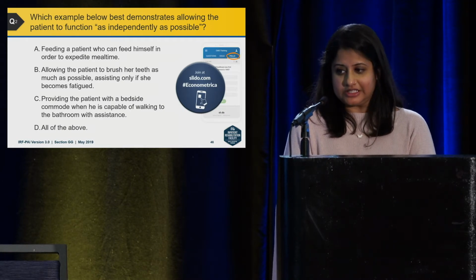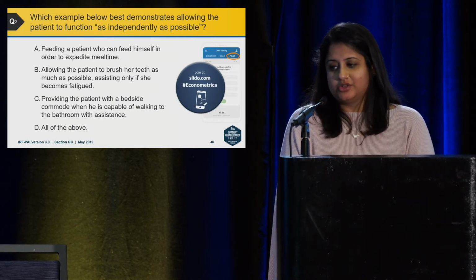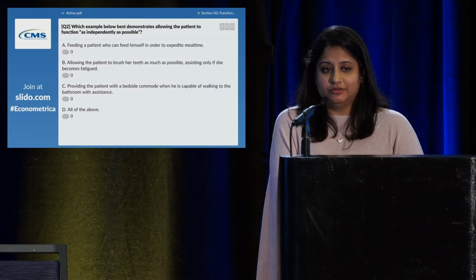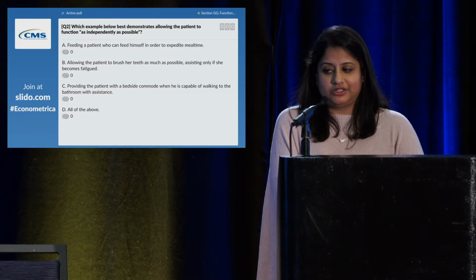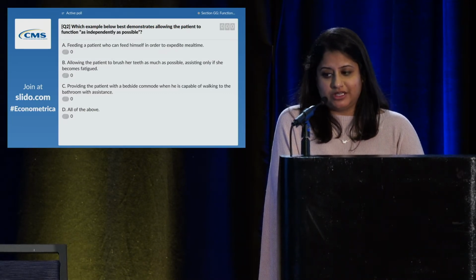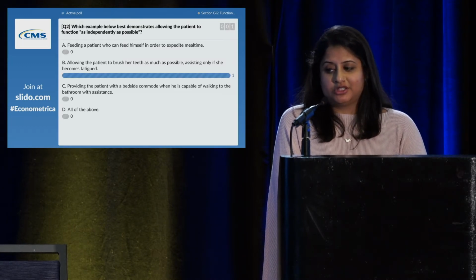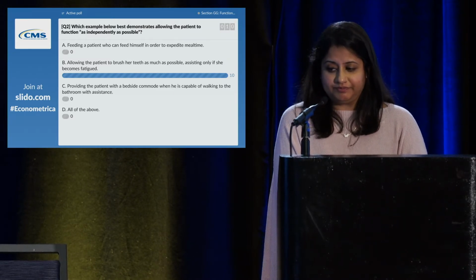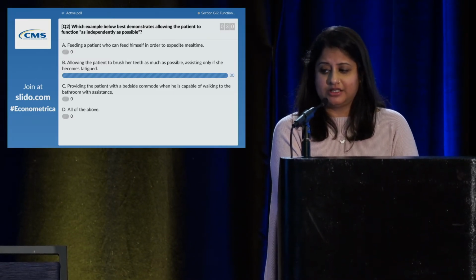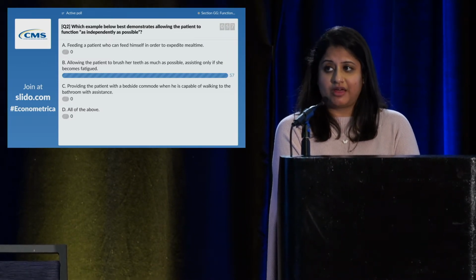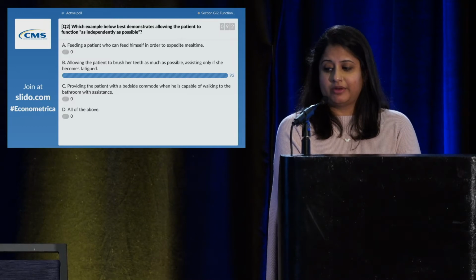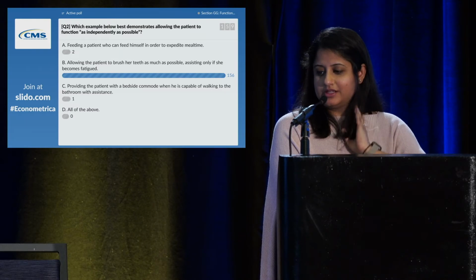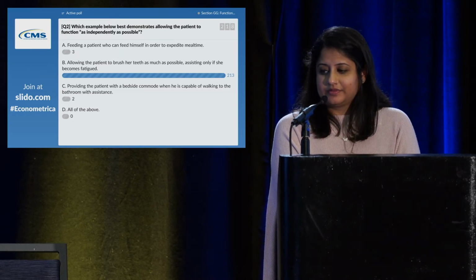Okay, again, pull out your Slido so we can do this question. Which example best demonstrates allowing the patient to function as independently as possible? Your choices are A, feeding a patient who can feed himself in order to expedite mealtime. B, allowing the patient to brush her teeth as much as possible, assisting only if she becomes fatigued. C, providing the patient with a bedside commode when he is capable of walking to the bathroom with assistance, or D, all of the above. So I'll give you just a couple more seconds to put in your responses. Seeing some movement.